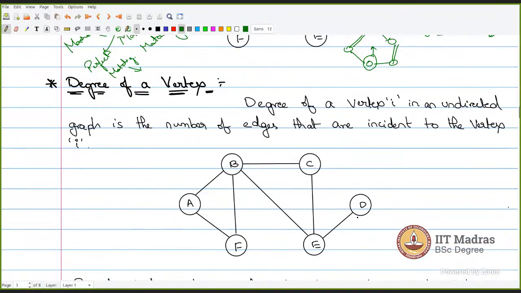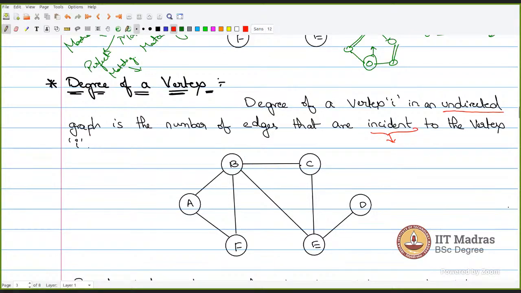Now let us talk about the degree of a vertex. The degree of a vertex is different for undirected and directed graphs. We will discuss both. The degree of some vertex I in an undirected graph is the number of edges that are incident to the vertex I. Incident means that one endpoint of that edge is that vertex.